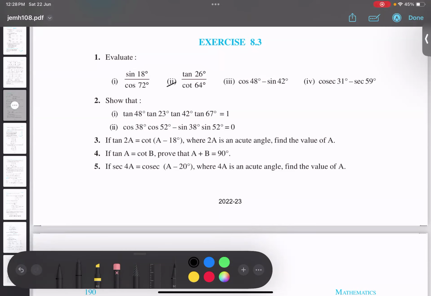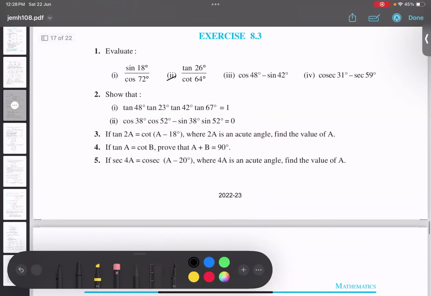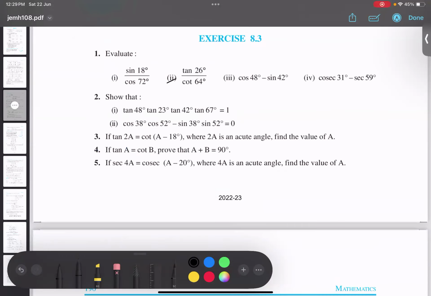I'll do the second part because the first part is super easy. Even the second part is easy. As we know, tan and cot are related. So tan A is equal to cot (90 minus A).